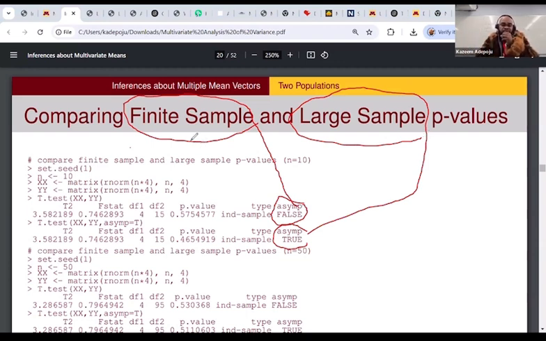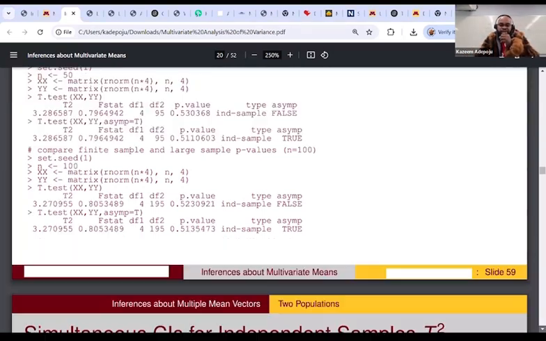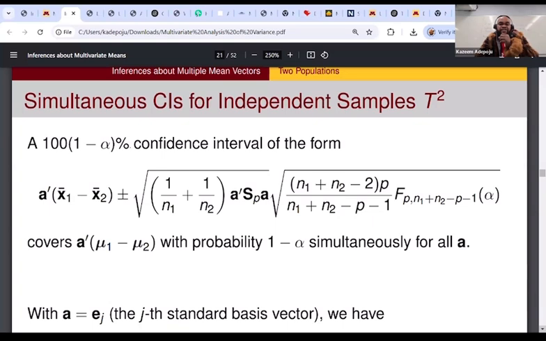So that will give you a way to compare the two, whether you're working with a finite sample or you're working with asymptotic. Whenever you hear asymptotic, we're talking about large. Okay, and this is the simultaneous confidence interval for that. You see the simultaneous confidence interval, and don't forget that Sp is the pooled standard deviation that we got from the sample variance. Take a look at that.